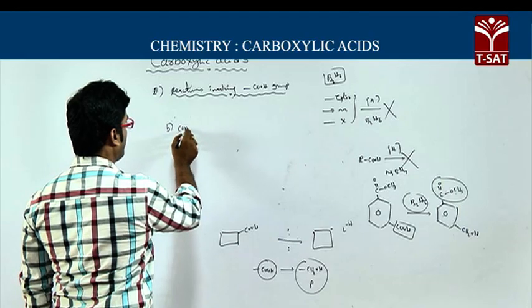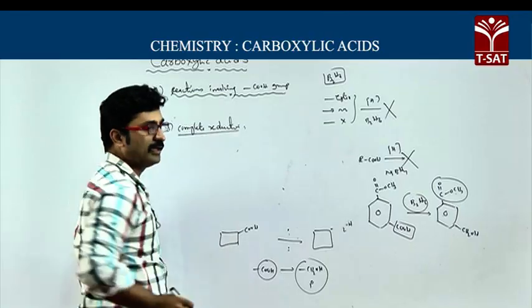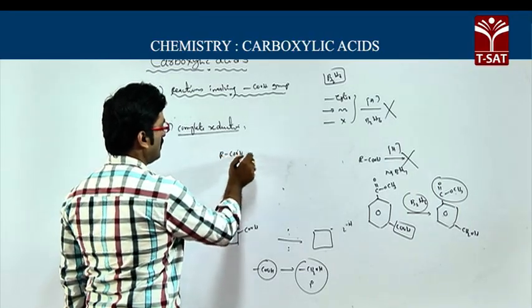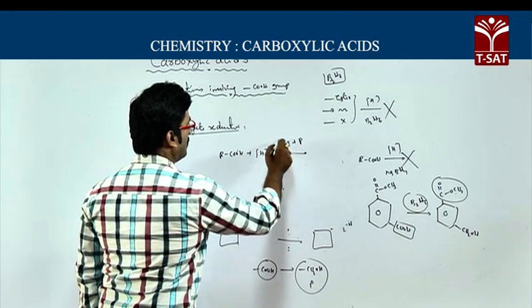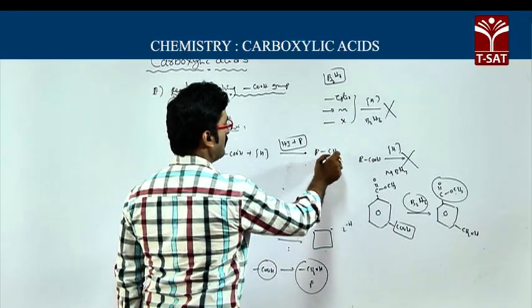Now, complete reduction of carboxylic acids. Carboxylic acids, RCOOH, on complete reduction in the presence of HI plus red P, a strong reducing agent, you will get RCH3, you will get alkanes.